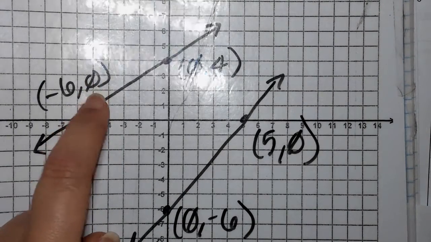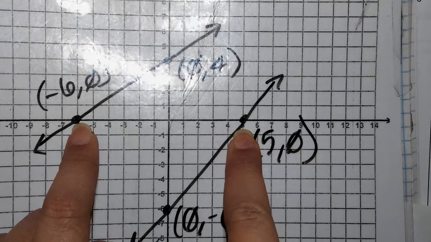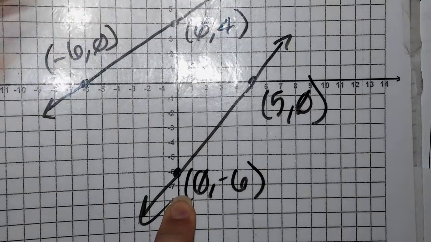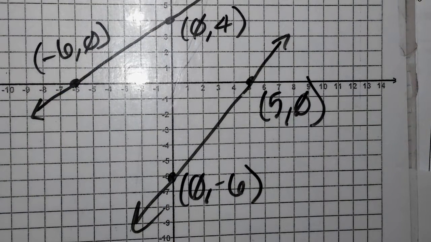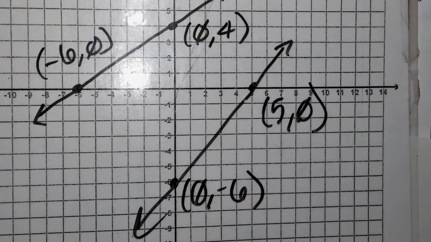Alright, so what is my y value every time on my x-intercept? 0. What is my x value every time on my y-intercept? 0. Yes, it's going to be that every time. Does everybody understand what I'm saying? Are you sure? So let's go write that down.